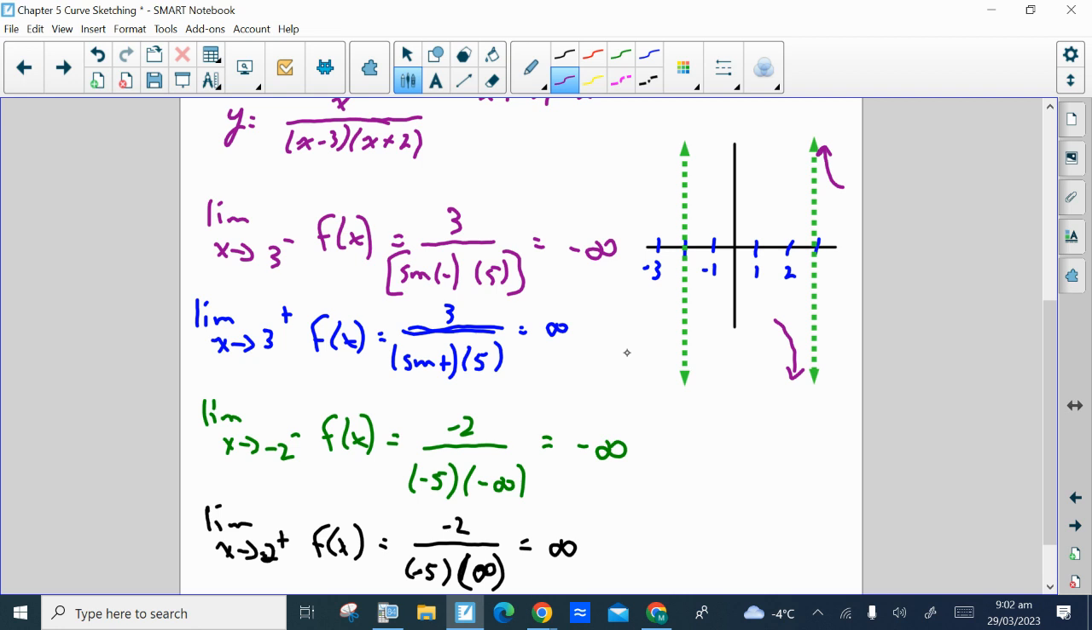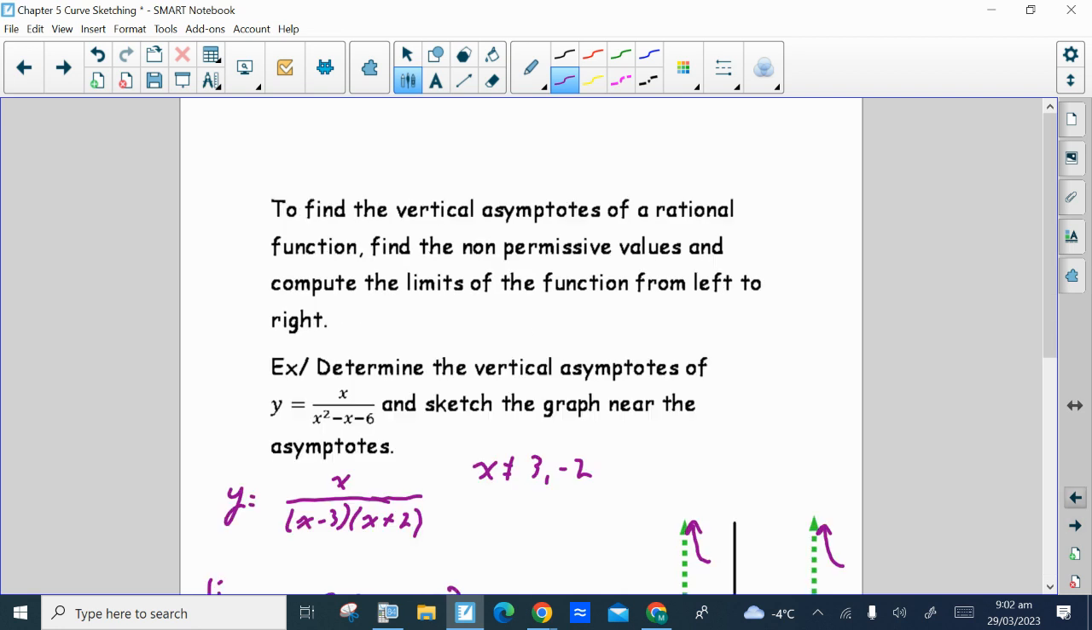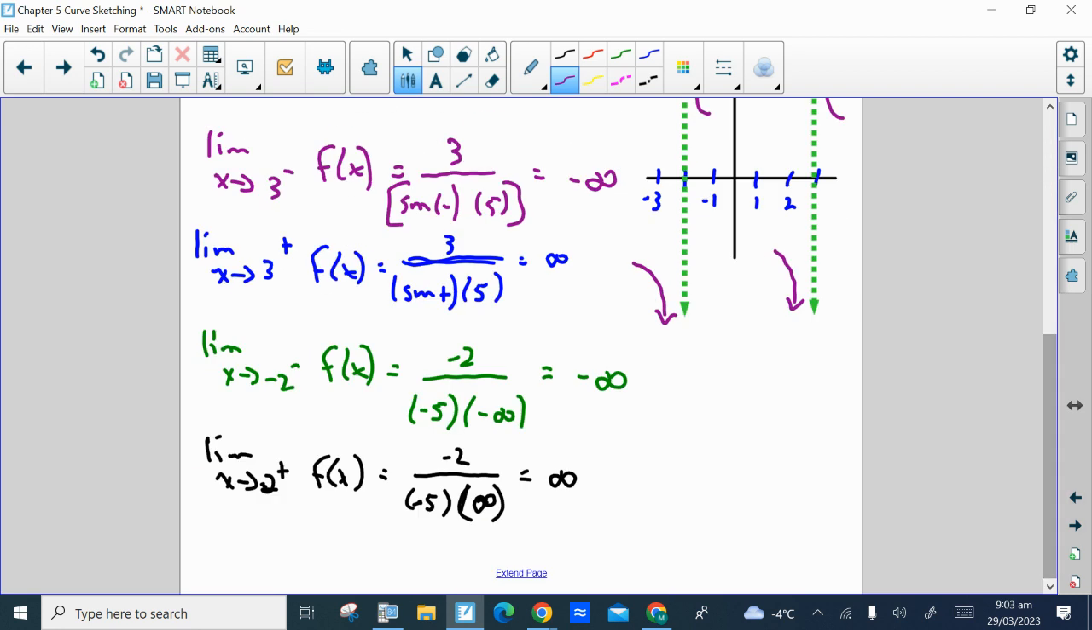From the left of negative 2, it approaches negative infinity. And from the right of negative 2, it approaches positive infinity. So we're finding what happens to the graph as it nears those asymptotes, which again is helpful to know if you're graphing a rational function with non-permissive values. Okay? All right. So we'll stop there.